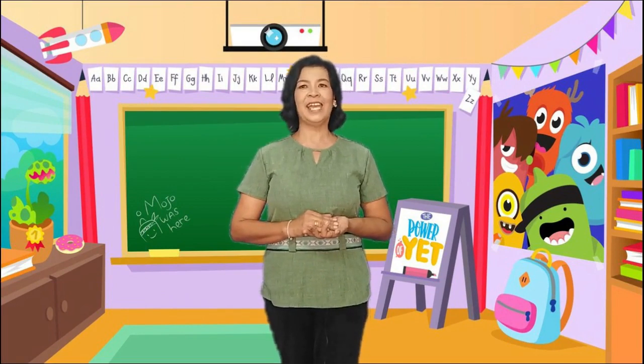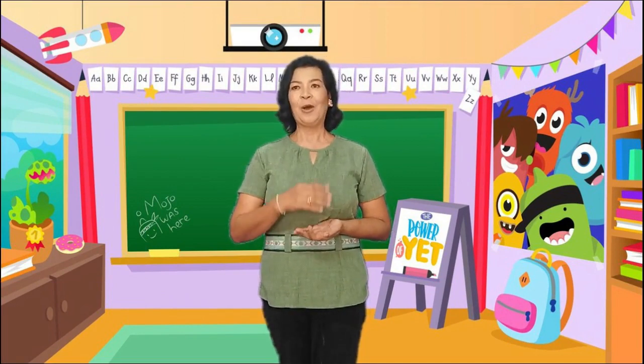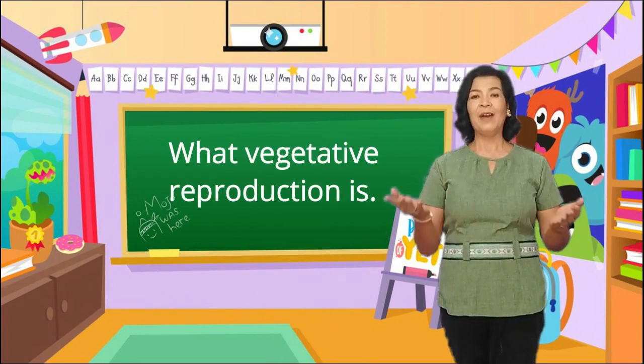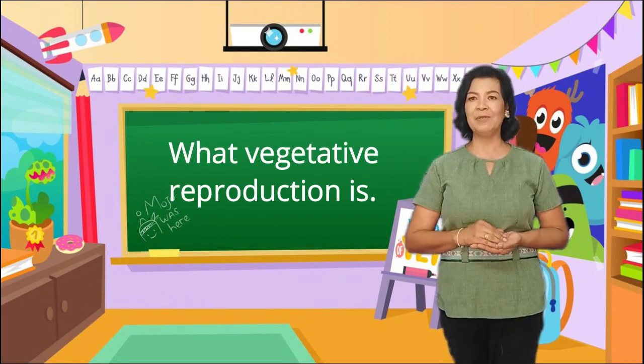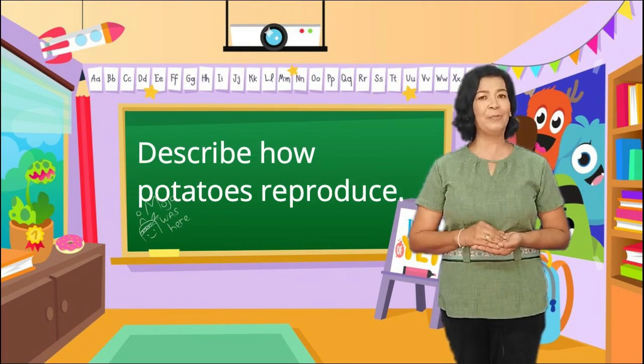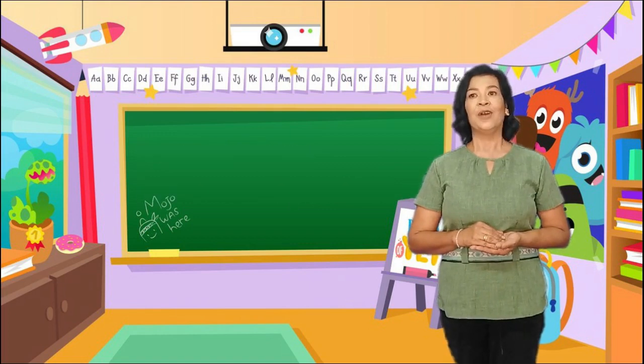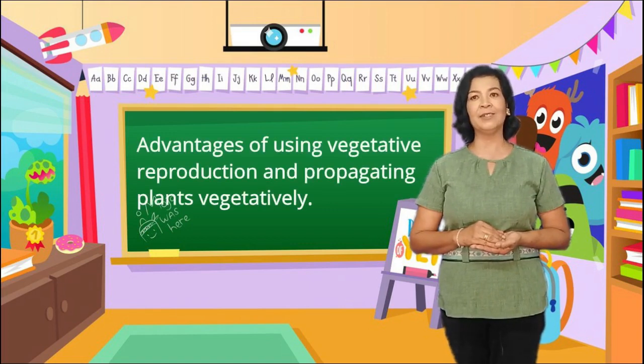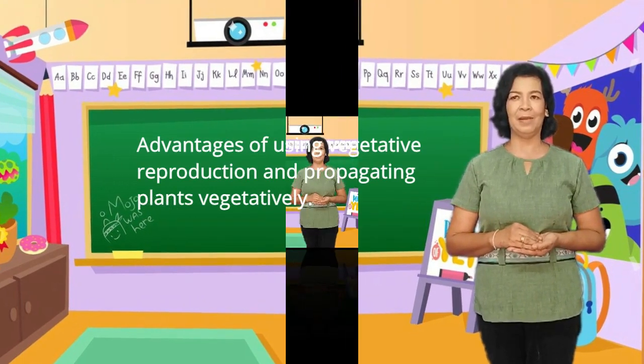Congratulations for finishing today's science lesson. I hope you enjoyed it. Now, you can explain what vegetative reproduction is and describe how potatoes reproduce. You have realized the advantages of using vegetative reproduction and propagating plants vegetatively.